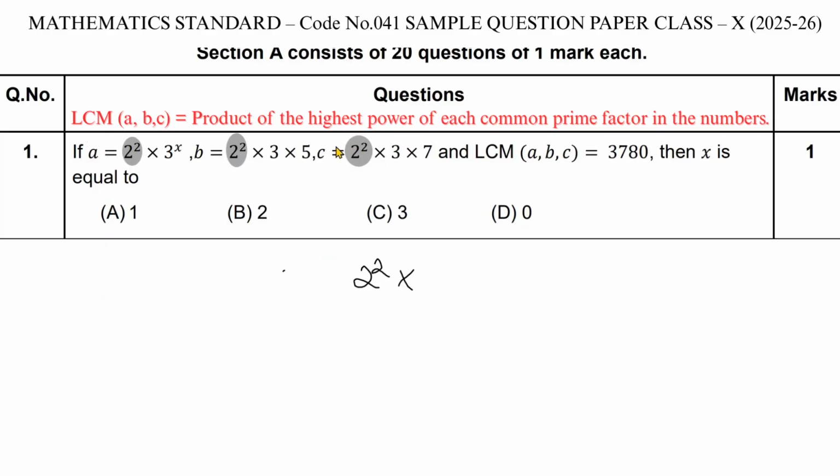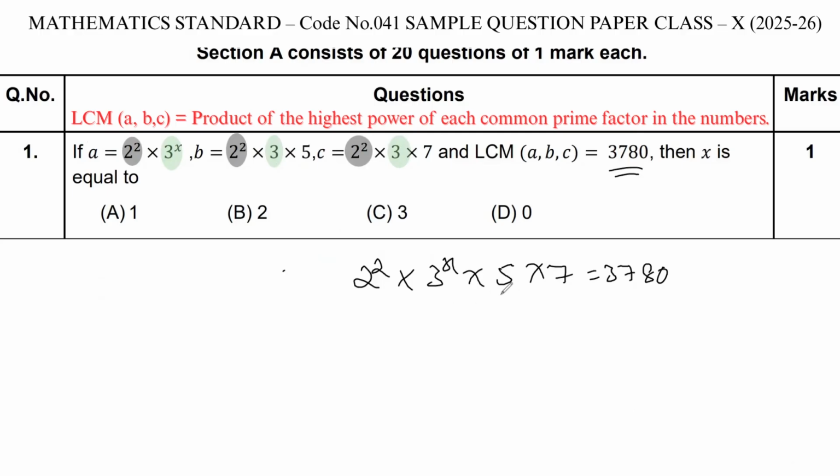And we look for the other one. This is 3 raised to the power x, 3 raised to the power 1, 3 raised to the power 1. Considering x to be bigger than 1, 3 raised to the power x is the highest factor. For the other numbers, this is 5 one time and this is 7. So the LCM of A, B, C should come as this, which is given as 3780. So we can equate this with 3780.